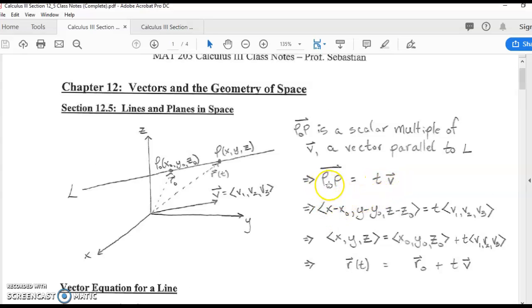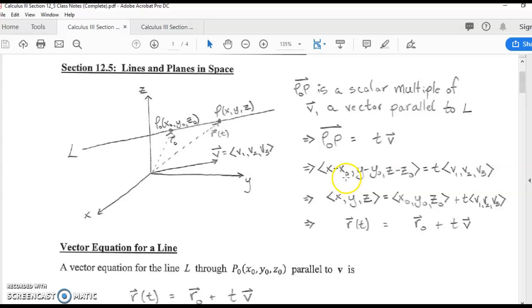So what is the vector P naught to P? It's x minus x naught, right? X minus x naught is the first component. Y minus y naught is the second component. Z minus z naught is the third component. And that's equal to t times the vector v, which is v1, v2, v3. So I could just do some basic algebra. If I have one vector equal to another vector, then the components are equal, right? So x minus x naught is equal to t times v1, etc.